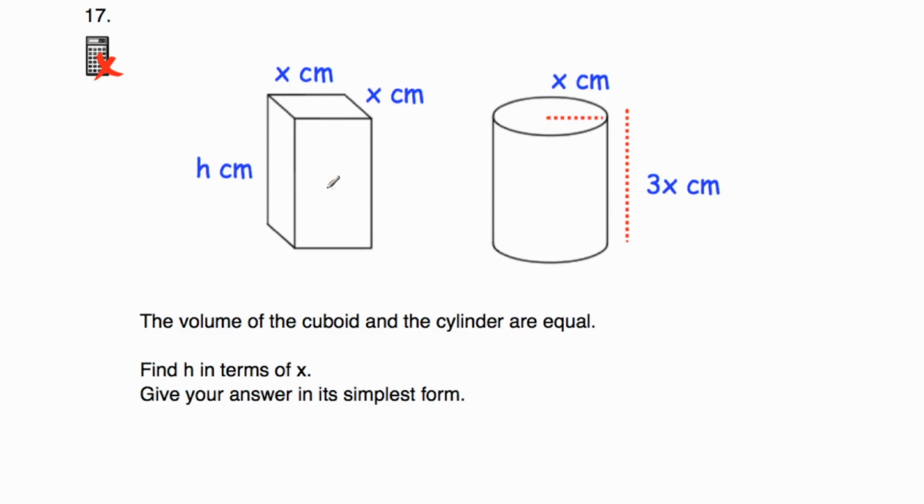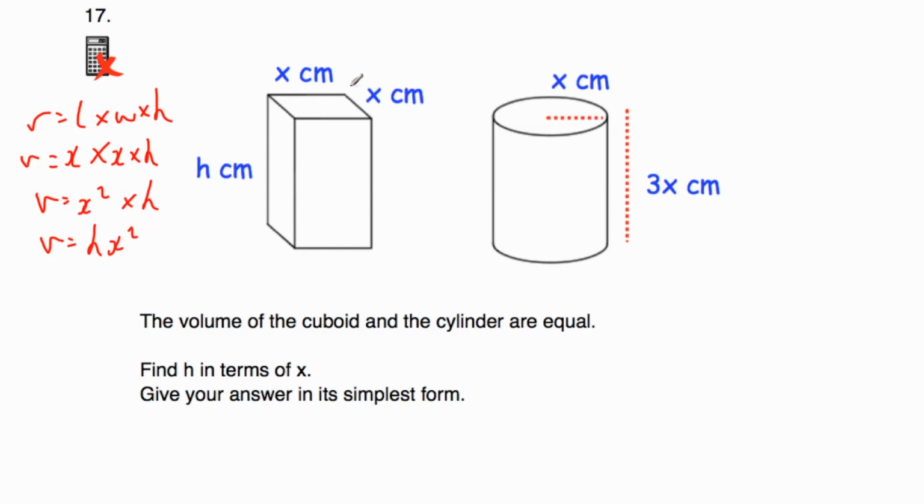So let's find the volume of this cuboid to begin with. The volume is equal to the length times the width times the height. So the volume is equal to the length, which would be x, times the width, which would be x, times the height, which would be h. So the volume would be x times x is x squared, times the height, h, and let's put those in alphabetical order, so it'll be h x squared. So the volume of this cuboid is h x squared.